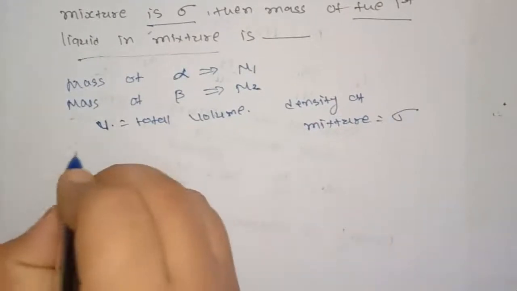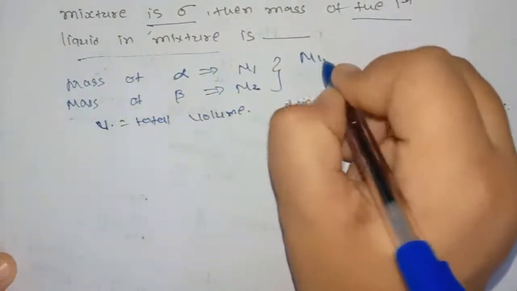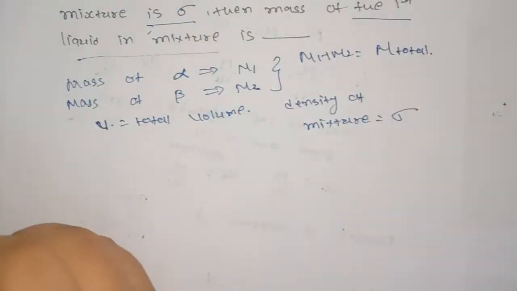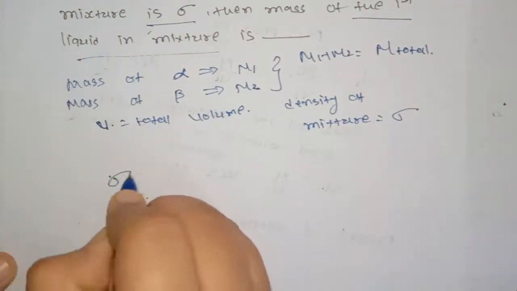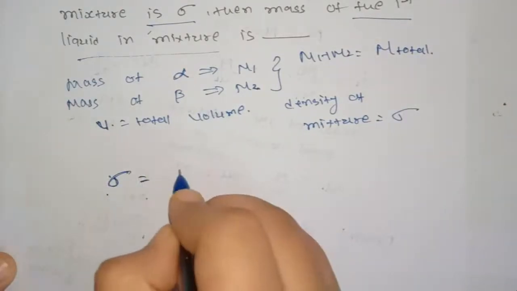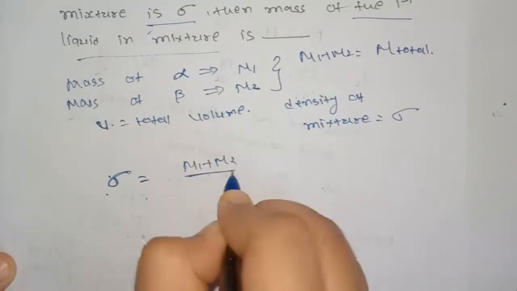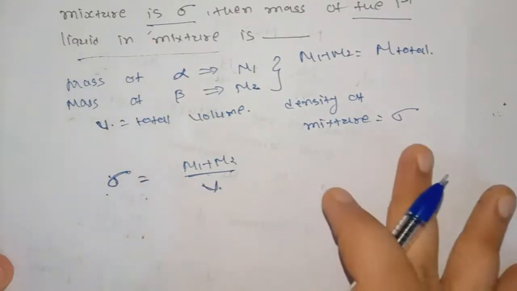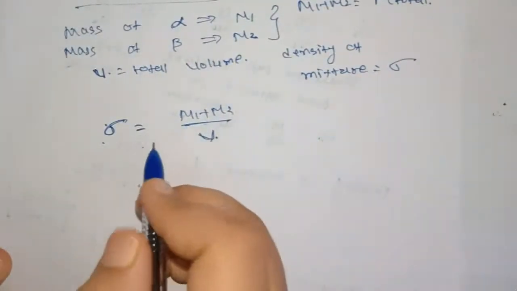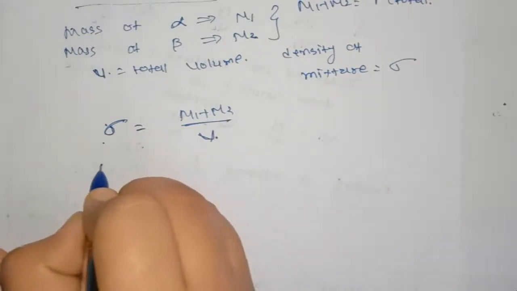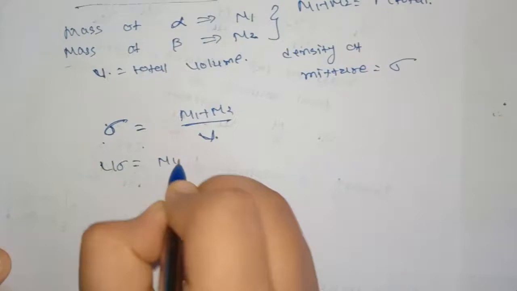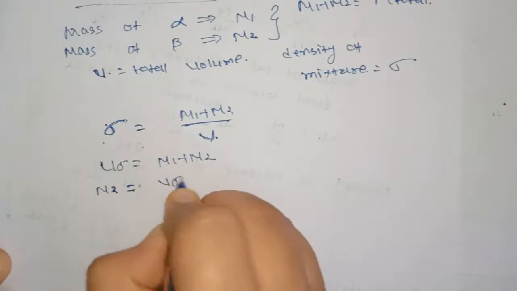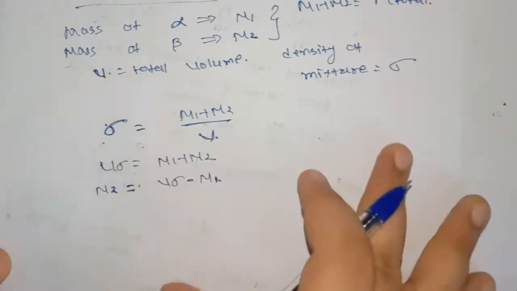Now, total mass will be M1 plus M2. We can write the density of mixture is equals to sigma is equals to M1 plus M2 upon total volume, that is V. So we can write V into sigma is equals to M1 plus M2. So mass of second liquid will be V sigma minus M1.